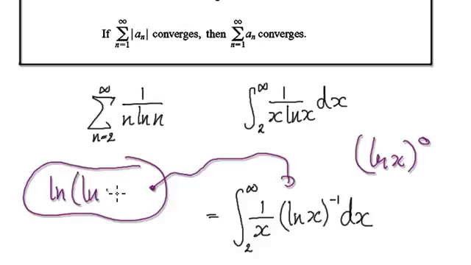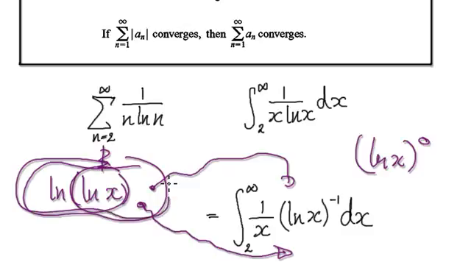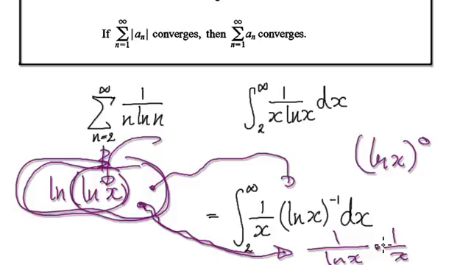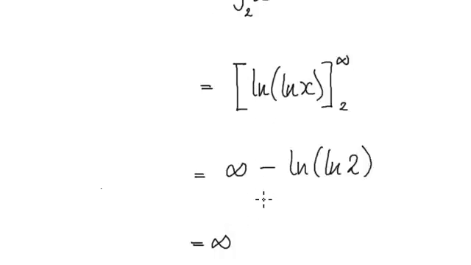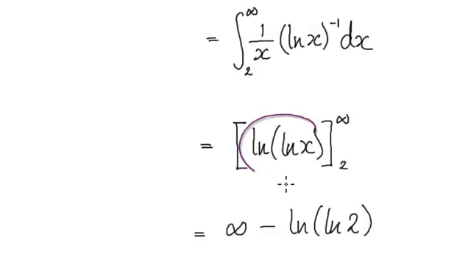So make natural log of x your initial guess. When you differentiate it, it will be 1 over natural log of x, but then you have to times by the derivative of the bubble itself, which is 1 over x. So that's this 1 over x here. Rather than using substitution, you can just integrate it straight away. That will give you this from 2 to infinity.